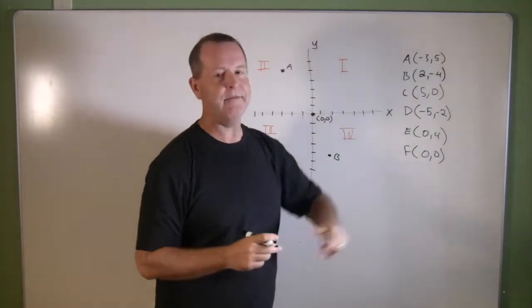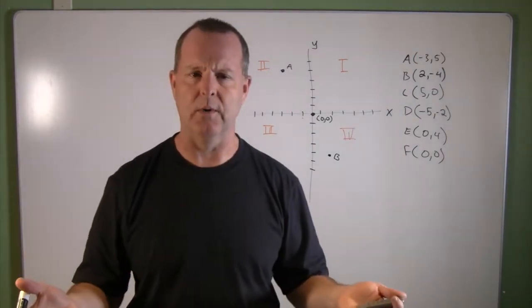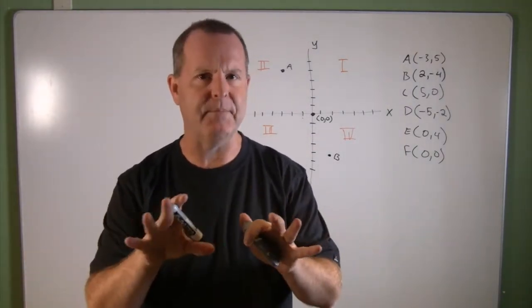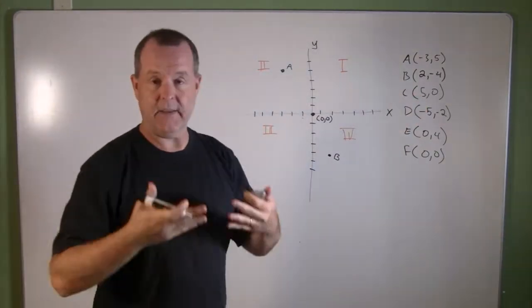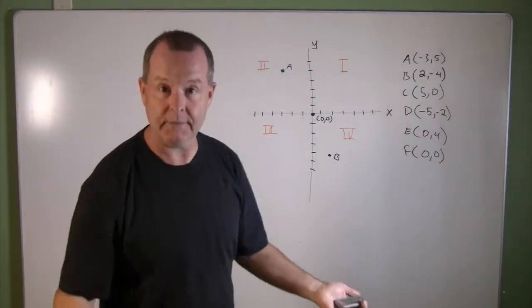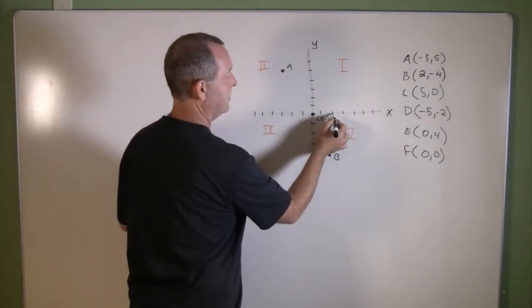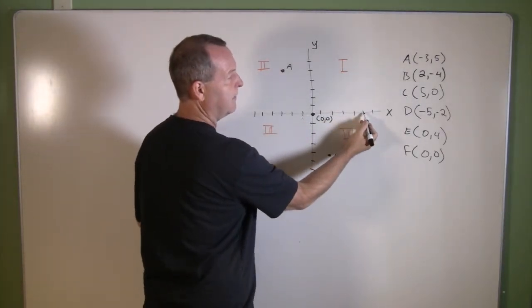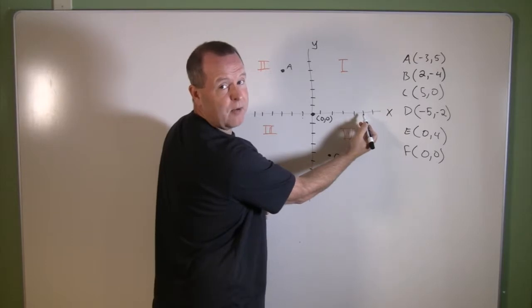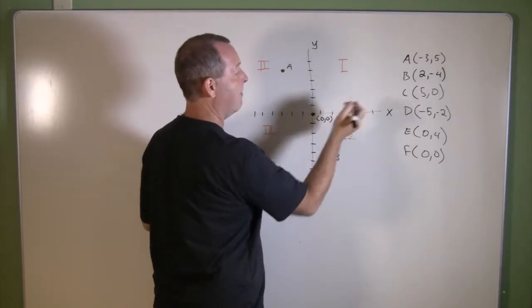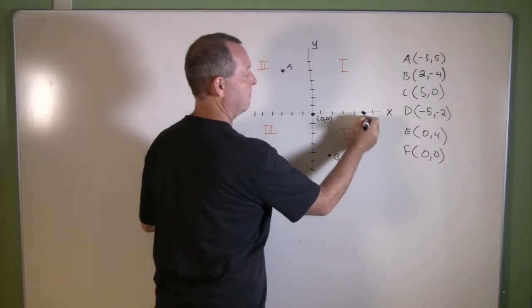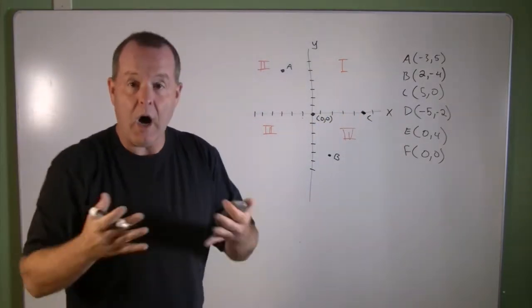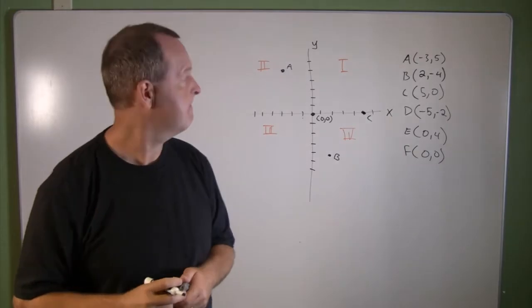C is (5, 0). I have a 0. I don't know what to do with that yet, but I know what to do with the 5 at least. So the 5 says on the x-axis, 5 in the positive direction: 1, 2, 3, 4, 5. And then the 0 tells me how far up or down I go. And since I go up 0, point C is located right there on the x-axis.